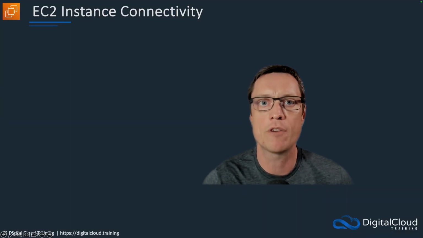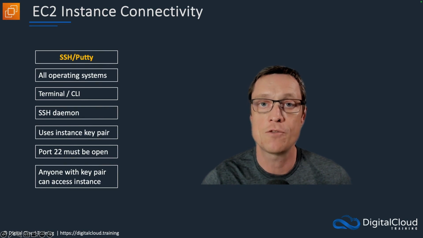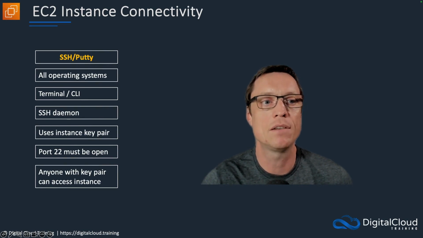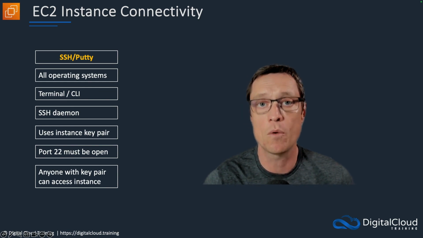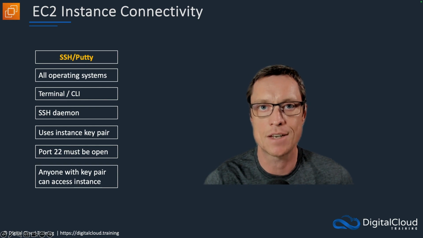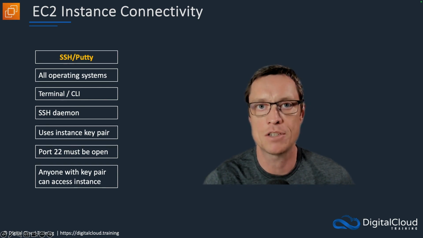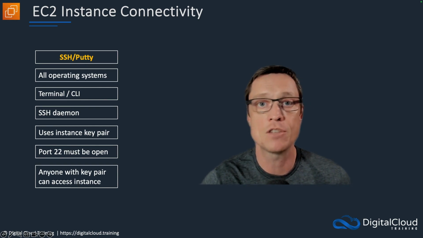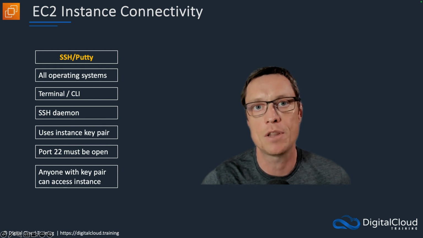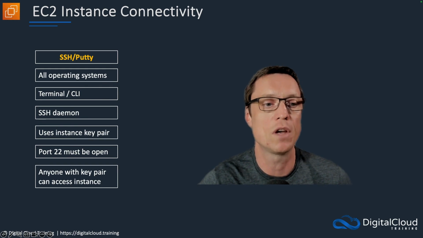So firstly, let's just cover off a little bit of theory. There are a few different ways you can connect to your instances. The first one is you're going to use a key pair and leverage the SSH protocol. Or if you're on Windows, you can either install the SSH client or use the PuTTY utility. All operating systems support SSH, and you connect using terminal CLI connectivity to the instance. It uses an SSH daemon, which is the process running on the server side.